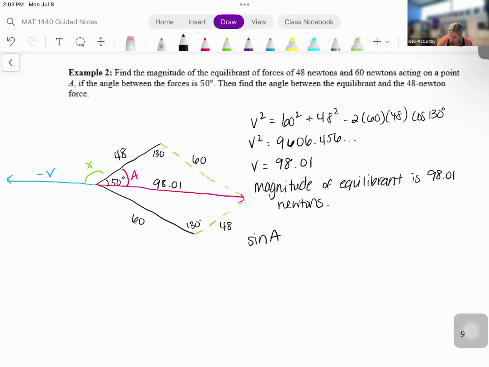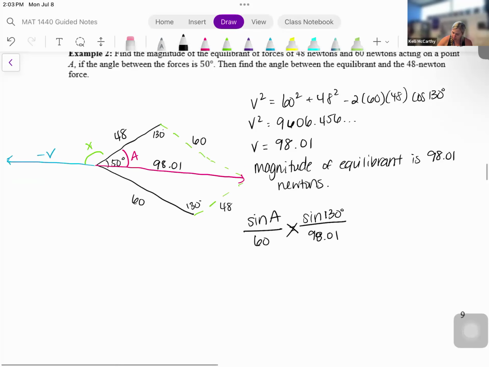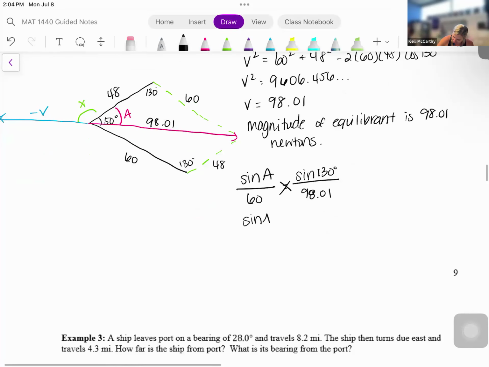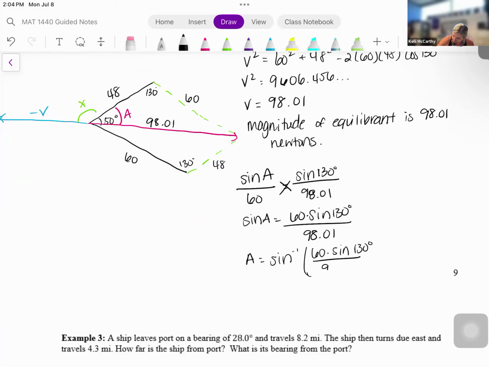So sine of angle A over the opposite side, which is 60, is equal to sine of 130 degrees over the magnitude of the resultant, 98.01. We're going to cross multiply to give us sine of A is equal to 60 times sine of 130 degrees over 98.01. And we can solve for angle A using inverse sine of that expression, 60 times sine of 130 degrees divided by 98.01.